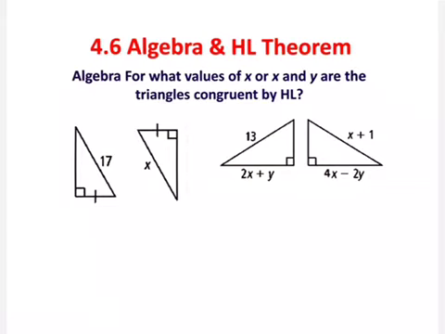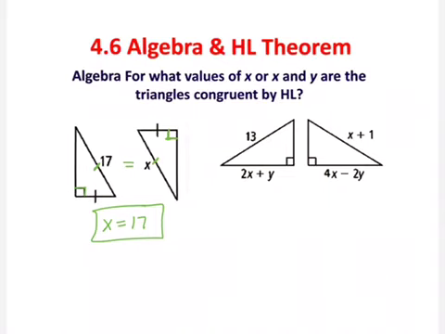For what values of x or x and y are the triangles congruent by hypotenuse leg? So keep in mind with hypotenuse leg, that would mean certain parts of the triangles are congruent. So in this particular first problem, this is the right angle, so this is the hypotenuse. With this being the right angle as well, this is the hypotenuse, so they should be equal. So all we're going to do is set the two equal to each other. And so in problem 1, we get x to be 17.